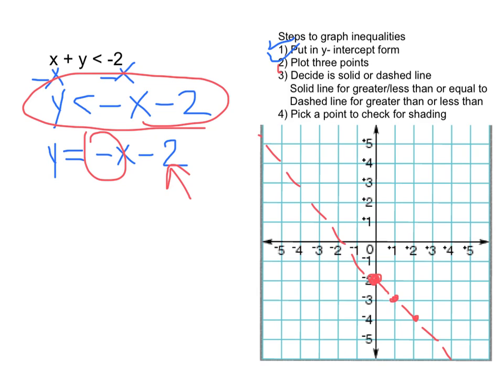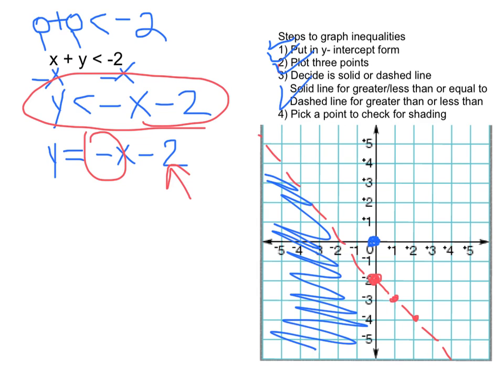Now, it's time to check for which side of the line I'm going to shade. So, let's plug some numbers in. I'm going to pick this point, 0, 0. Let's plug it in. 0 plus 0, because x is 0 and y is 0, less than negative 2. Is 0 plus 0 less than negative 2? No. So I know that the numbers on this side of the graph won't work. So it must be the numbers on this side of the line.